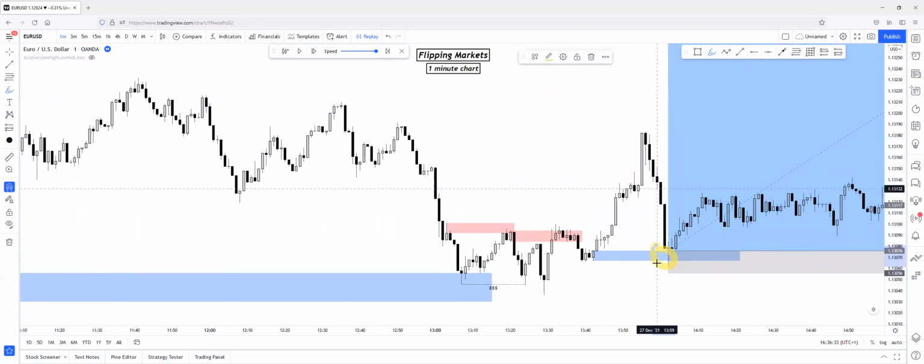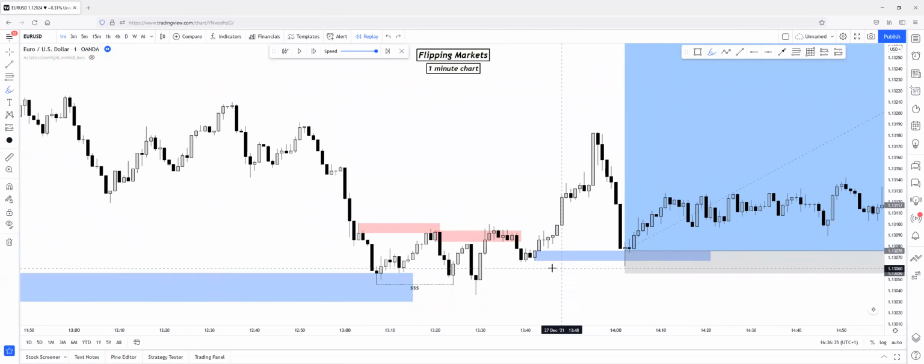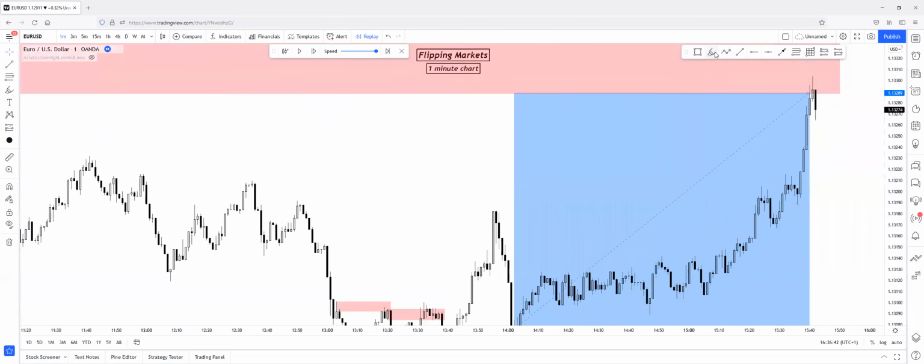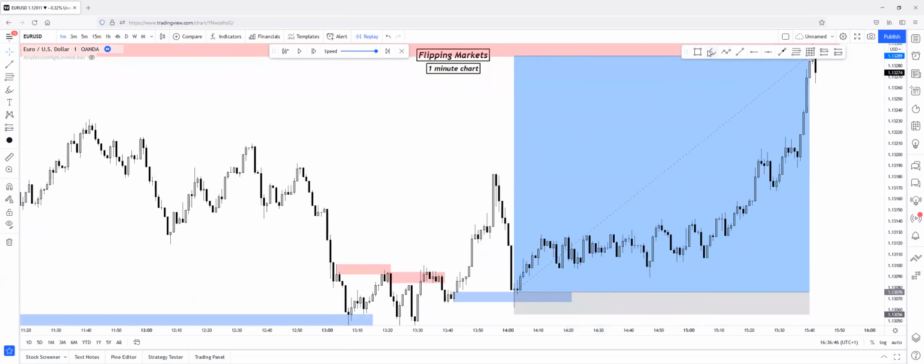Limit order on this zone. Limit order did set. Liquidity sweep from this region. We are tapped into the trade, targeting the next unmitigated 5-minute or 15-minute supply zone, and bam, TP hit. So this is the live example for the flip scenario. See you in the next one.